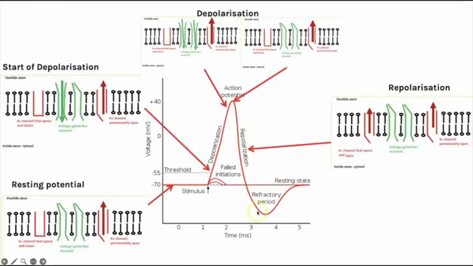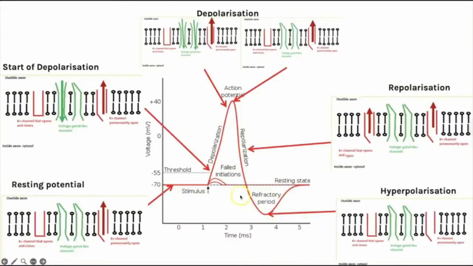And that's when we get this overshoot, this hyperpolarization, going below the resting potential to at least minus 80 millivolts. And this is then when we'd have that resting potential being re-established through active transport with the sodium-potassium pump to bring it back to its resting state.